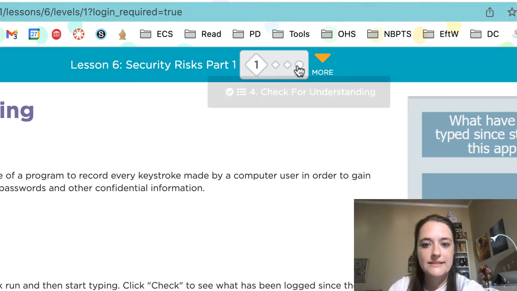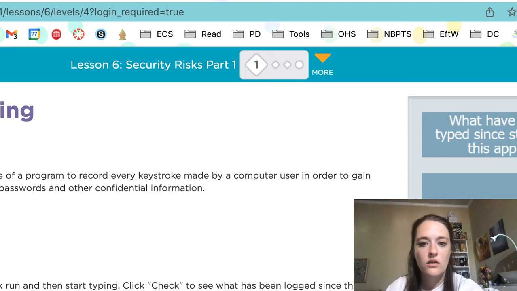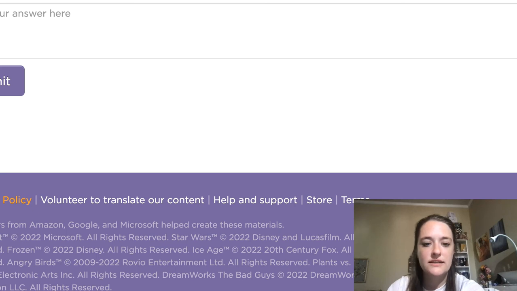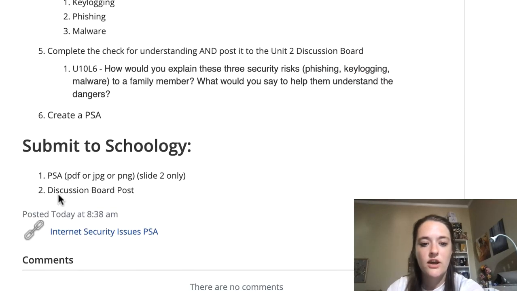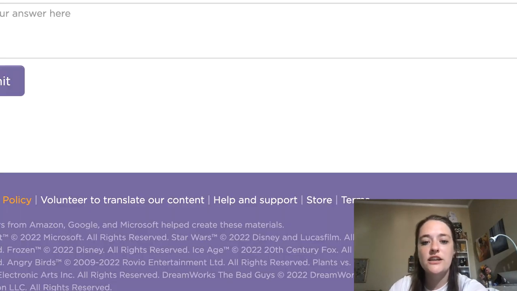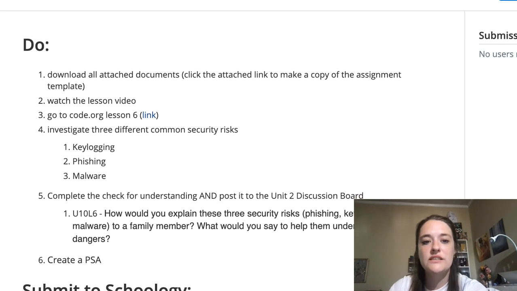All right, lesson 6, bubble 4. What you put here, I want you to also put on the discussion board. Okay, that is your discussion board post. So you're going to answer this. How would you explain these 3 security risks to a family member, like a parent or a grandmother or a great-grandmother, okay? Or like maybe you have a really old neighbor. Okay, what would you say to help them understand the dangers? You're going to answer it on code.org, and then you're also going to post it to the discussion board.